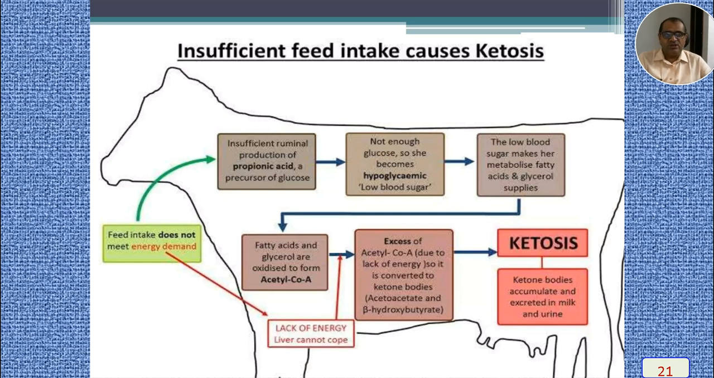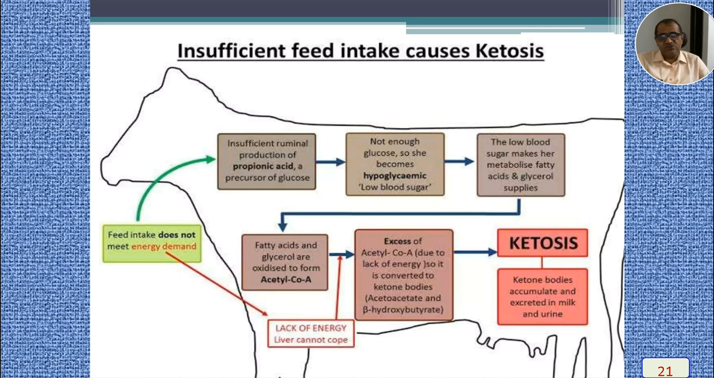Whereas the low blood sugar makes the cow metabolize fatty acids and glycerol suppliers. So the fatty acids in the body are utilized. Then fatty acids and glycerol are oxidized to form acetyl coenzyme A. Then the excess of acetyl coenzyme A, due to the lack of the energy, is converted to ketone bodies. Most of the time, lots of ketone bodies are there, and the important ketone bodies are acetoacetic acid and beta hydroxybutyrate.